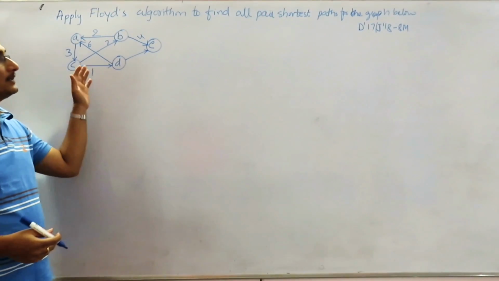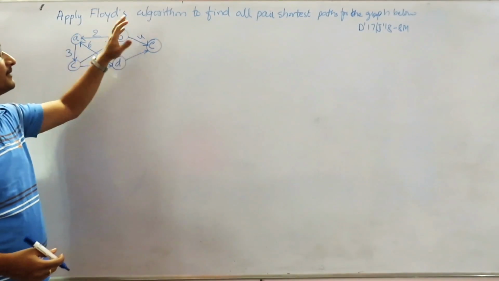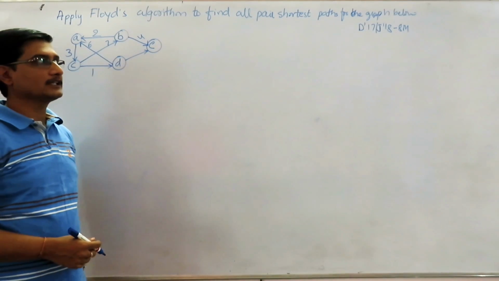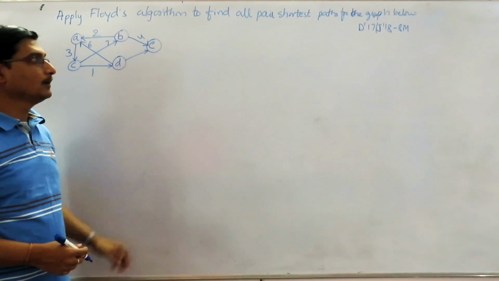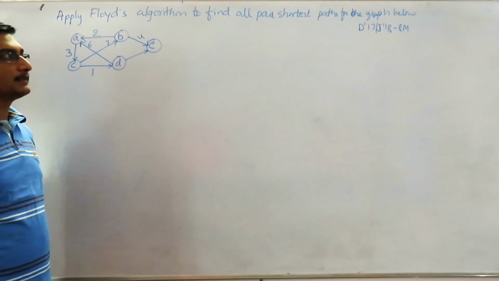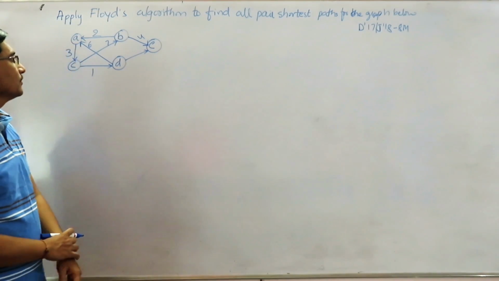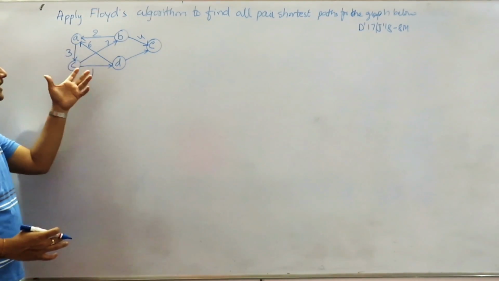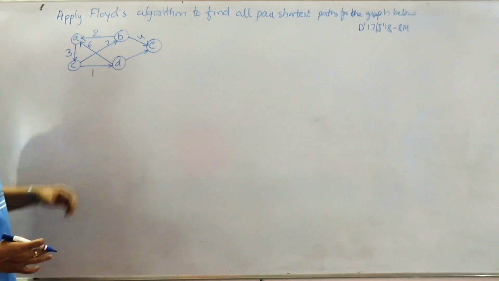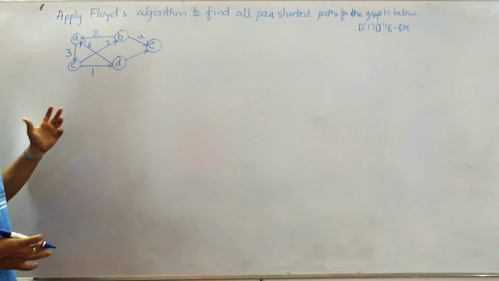So this question is on Floyd's algorithm. Apply Floyd's algorithm to find the all pair shortest path of the graph given below. It was asked in December 2017, January 2018 for 8 marks. The graph is given. There are 5 vertices A, B, C, D, E, and the weights are also given.